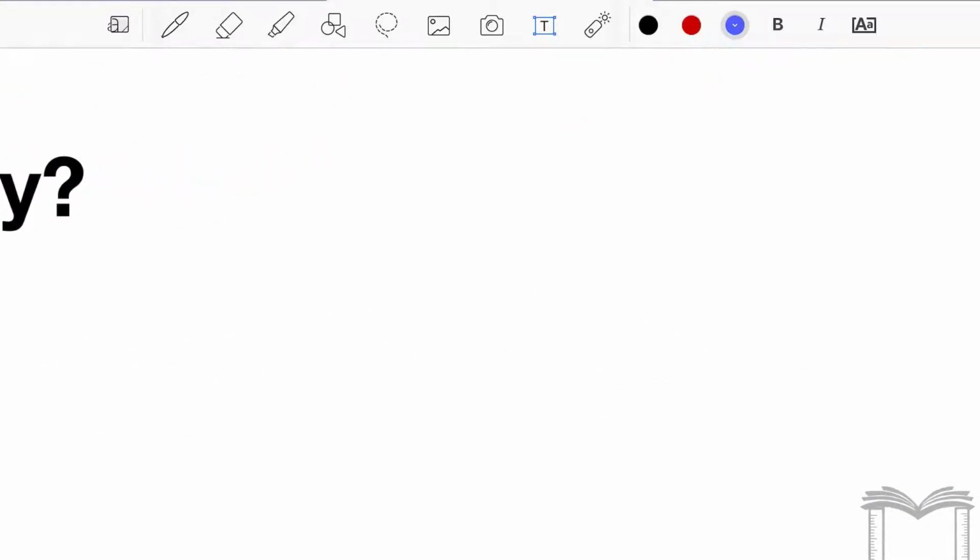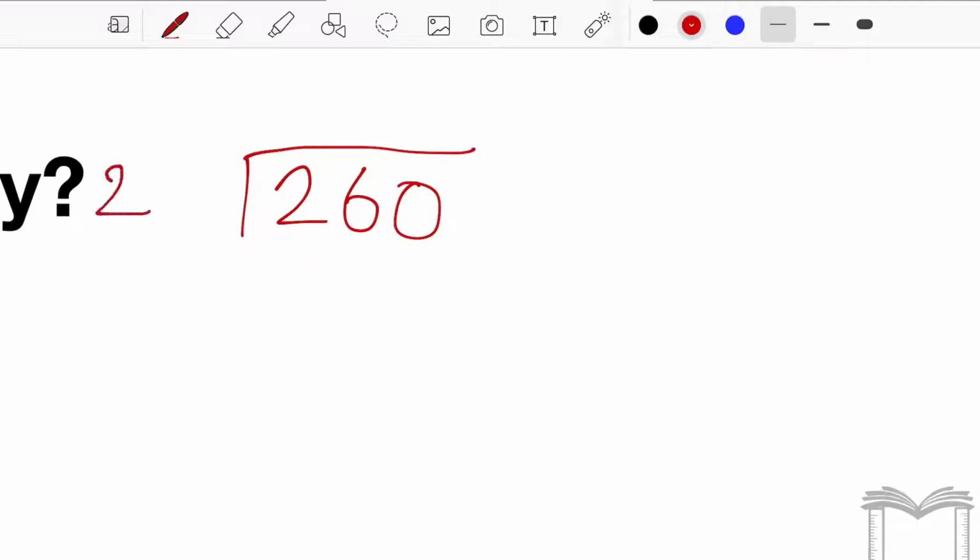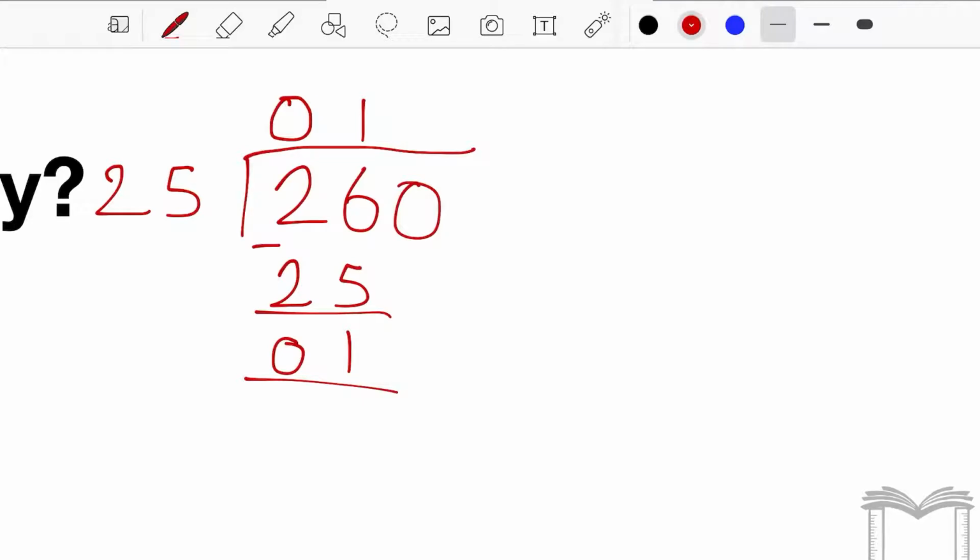Okay, so $260 is the total amount of money that she has. We will divide that by 25, which is the cost of one burger. Let's start again. 25 into 2 is 0. 25 into 26 is 1. 1 times 25 is 25. Subtract. 26 take away 25 is 1. Bring down the 0. 25 into 10 is 0.